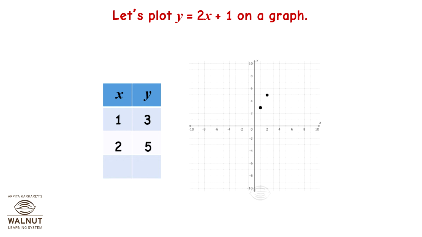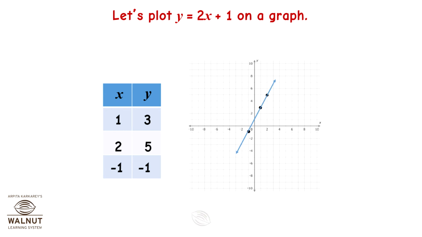Now, 2 points are sufficient to draw a line. But let's consider one more point anyway. If x is equal to -1, y is equal to 2 times -1 plus 1. So y is equal to -1. So we plot the point.